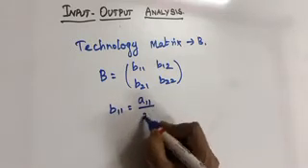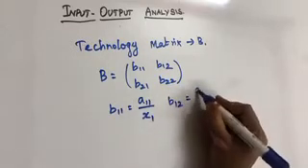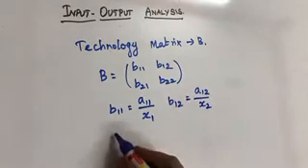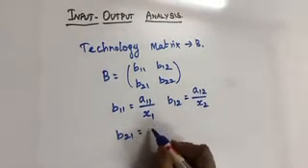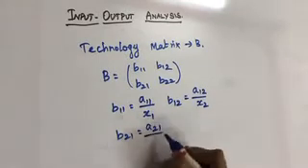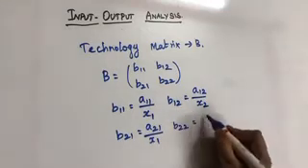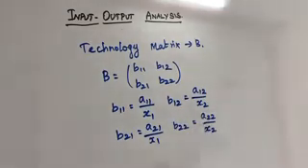A11 by X1. B12 is equal to A12 by X2. Similarly, B21 is equal to A21 divided by X1. B22 is equal to A22 divided by X2.